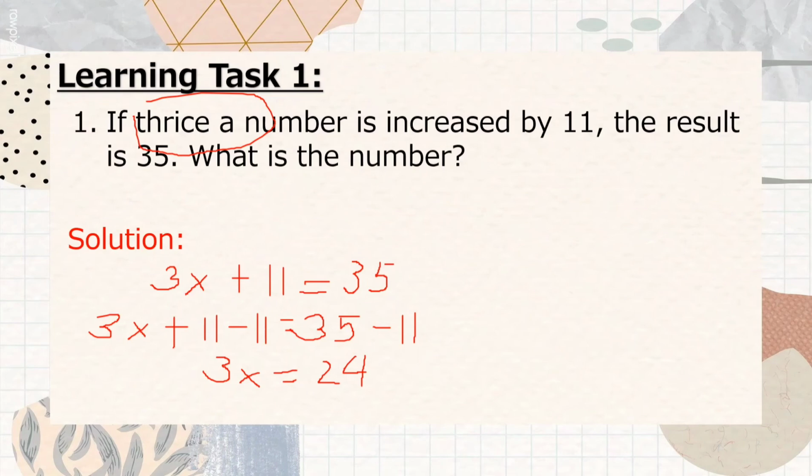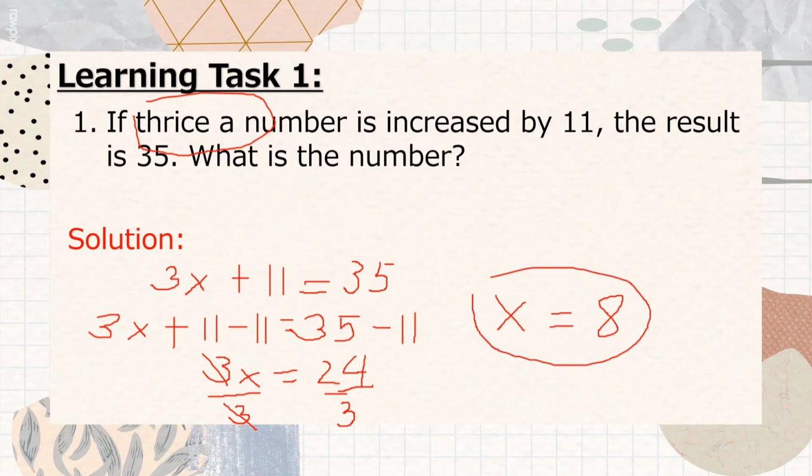So we are going to divide both sides by 3. Okay, that's it. So we're going to use the cancellation method. So we have 3 divided by 3, that will become x. Okay, and then 24 divided by 3, that will become 8. So the value of x is 8.